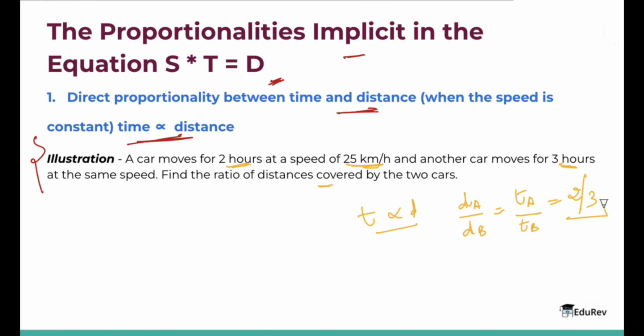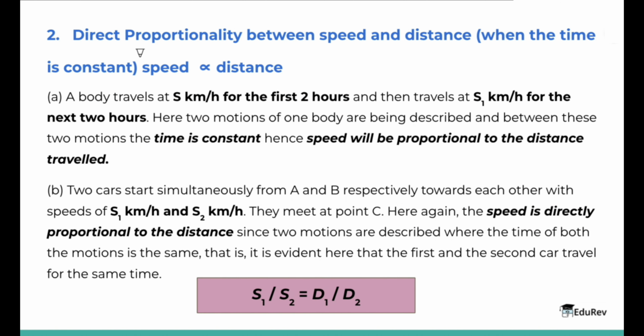So let's move forward. The next topic is direct proportionality between speed and distance. That is, when the time is constant, this means that speed is going to be directly proportional to distance. Now here there are 2 points which are very important.